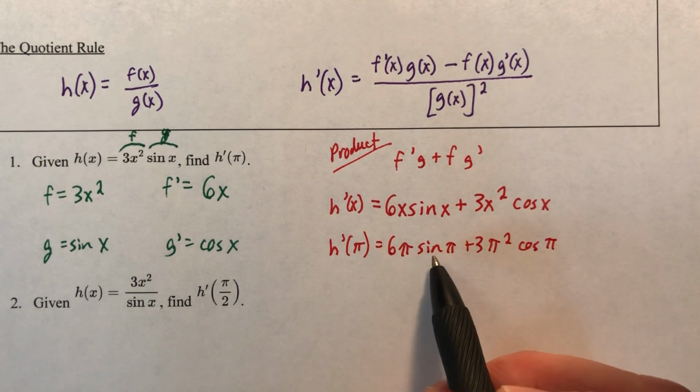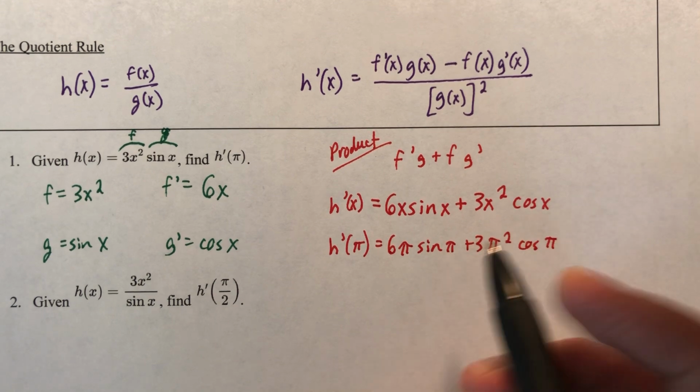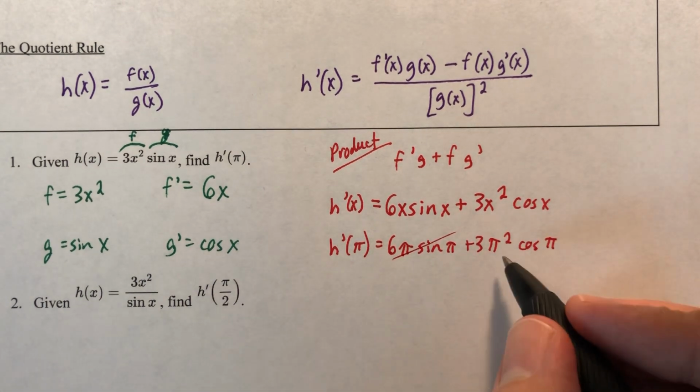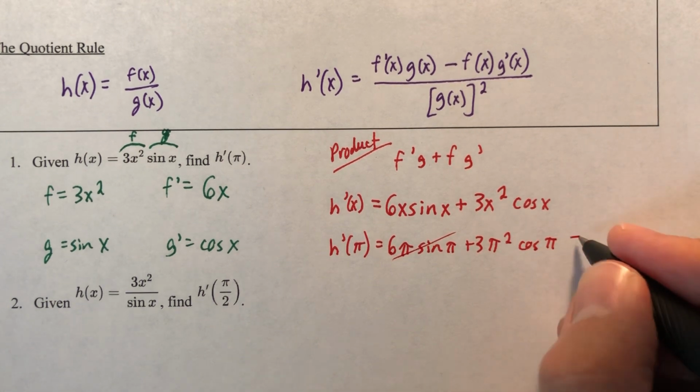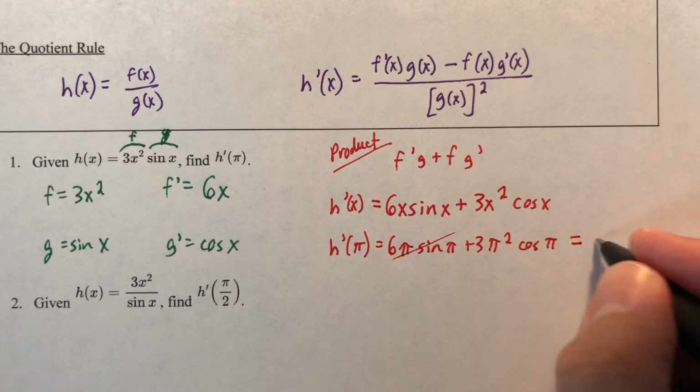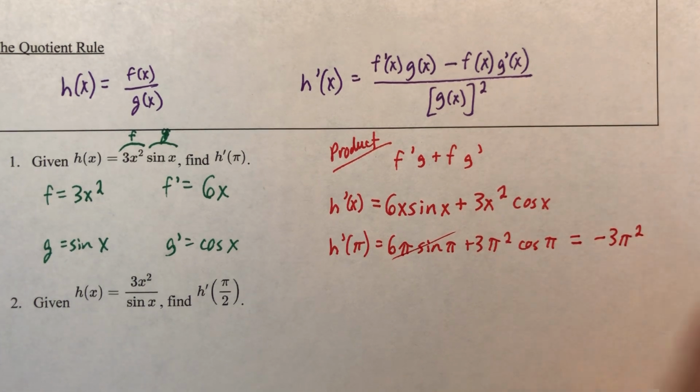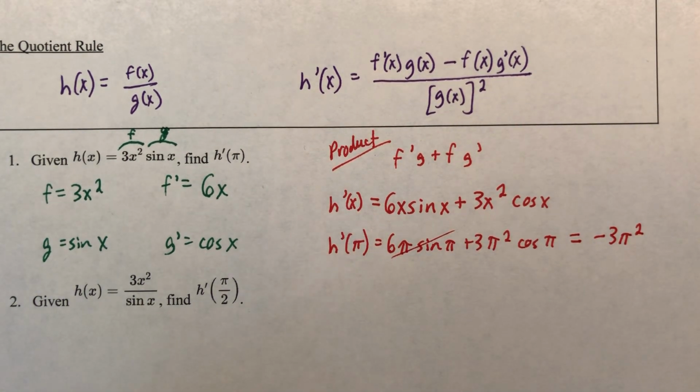6 pi to sine pi, well, sine pi is 0, so this whole term is gone. And then we have 3 pi squared cosine pi. Cosine pi is -1. This is going to give me 3 pi squared times -1. That would be -3 pi squared.